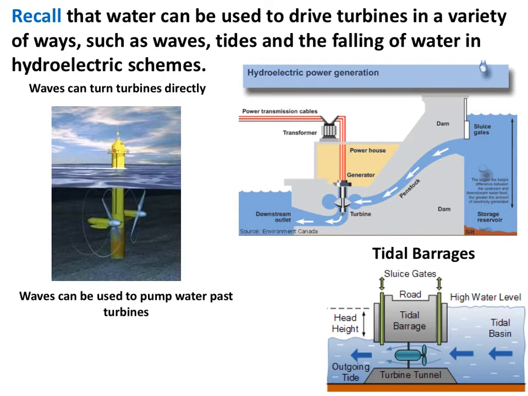So the first method we're going to look at is waves. As a wave moves past the turbine, it can turn the turbine directly, and that will produce electrical energy as the turbine spins.